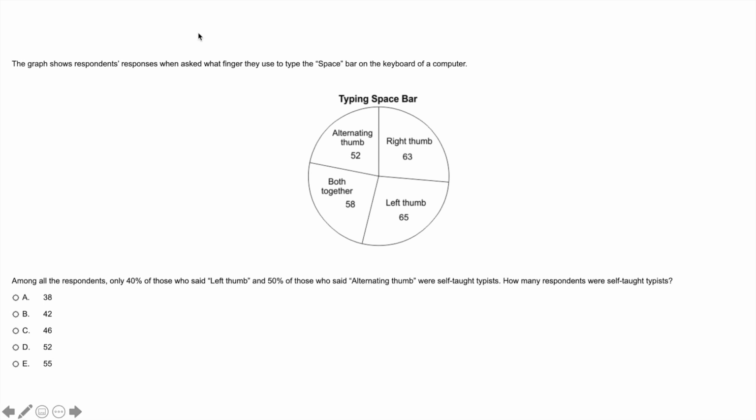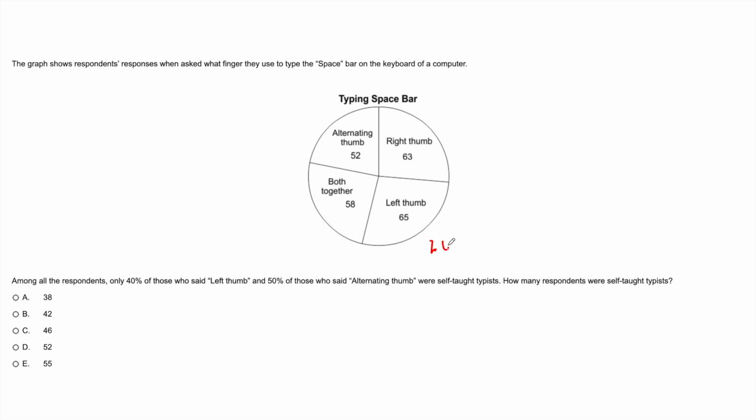Question 1. The graph shows responses when asked what finger they used to type the spacebar on the keyboard of a computer. Among all the respondents, only 40% of those who said left thumb and 50% of those who said alternating thumb were self-taught typists. How many respondents were self-taught typists? So 40% of those who said left thumb, that's 40% of 65. So what is 40% of 65? That's 4 times 10%. So let's find 10% of 65, which is 6.5. 6.5 times 4 is equal to 26. So that's 26 we have there.